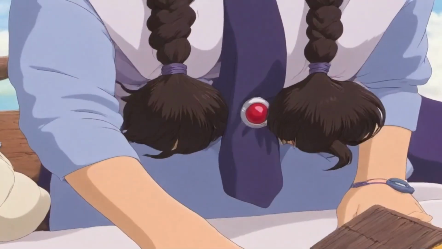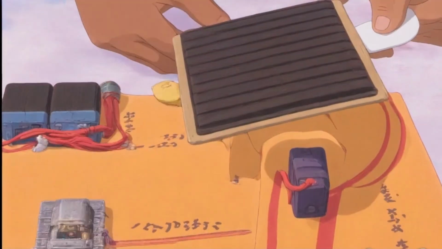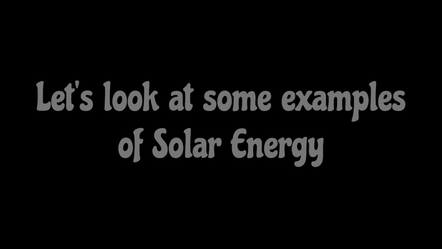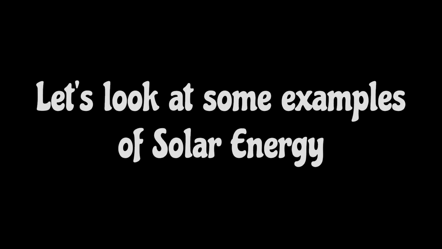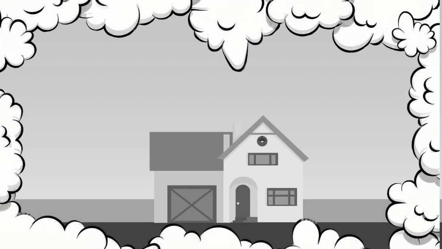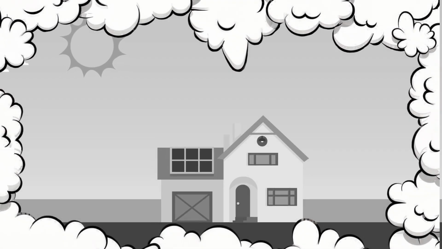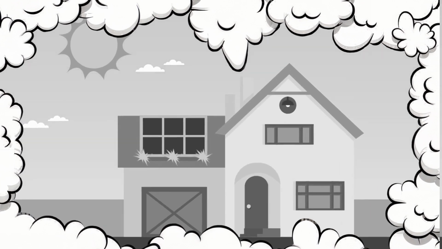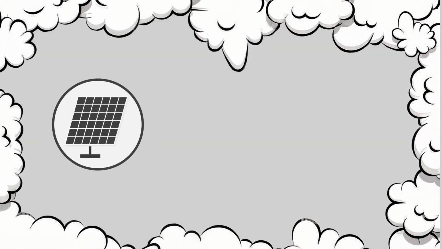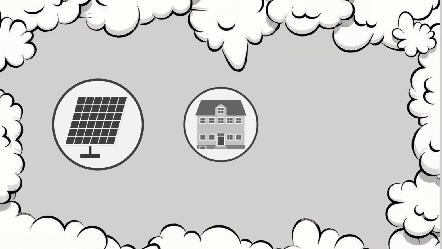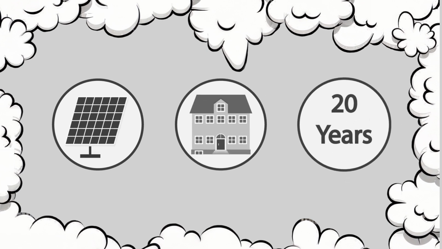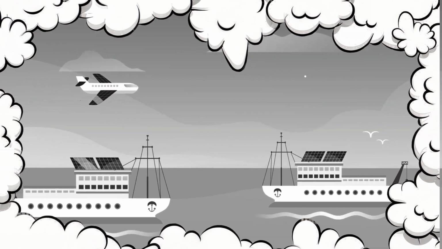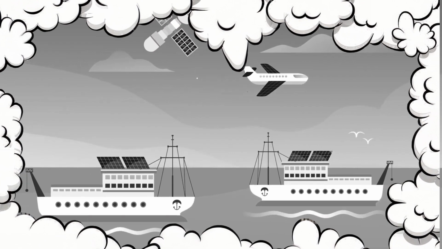And this must be solar energy. Let's look at some examples of solar energy. Solar energy is any type of energy generated by the sun. Solar energy is created by nuclear fusion that takes place in the sun. Fusion occurs when protons of hydrogen atoms violently collide in the sun's core and fuse to create a helium atom. Solar energy can be harnessed directly or indirectly for human use.